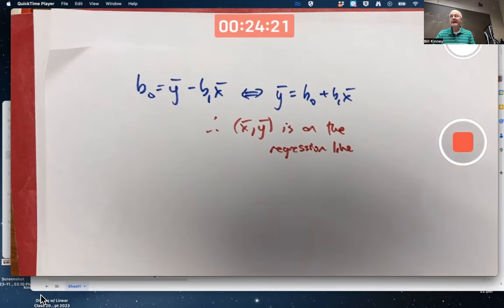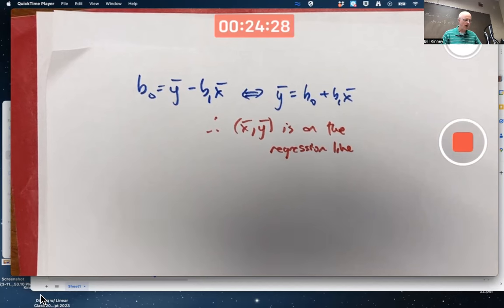Always. Doesn't mean it's a data point, right? Usually it's not a data point. It would be a very rare thing for X bar comma Y bar to be an actual data point. But that point whose coordinates are those means is always on the regression line.